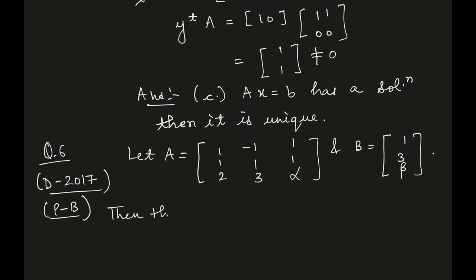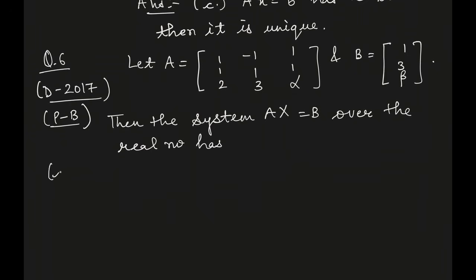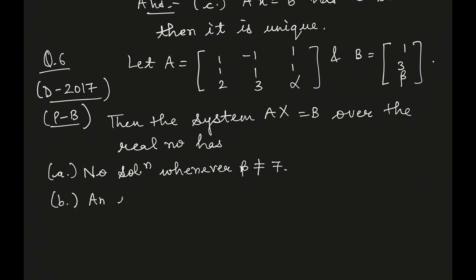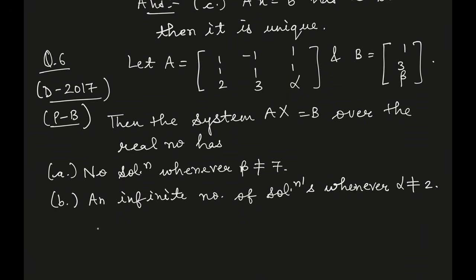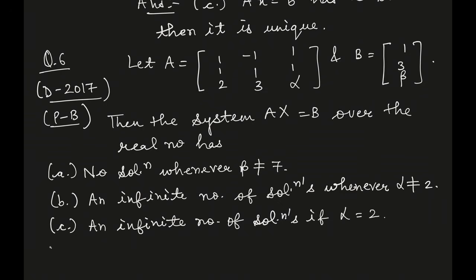then the system Ax equal to B over the real numbers has: A part, no solution whenever beta is not equal to 7; B part, an infinite number of solutions whenever alpha is not equal to 2; C part, an infinite number of solutions if alpha is equal to 2; D part, a unique solution if alpha is not equal to 2.